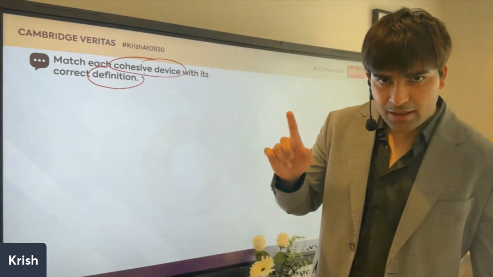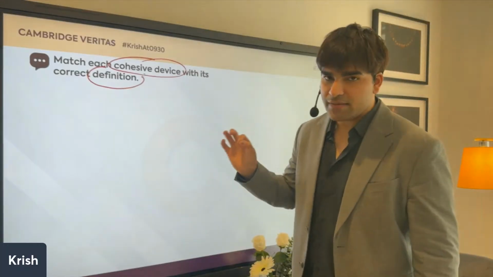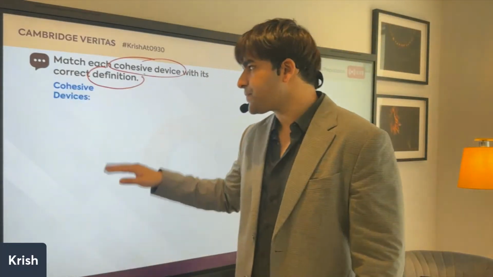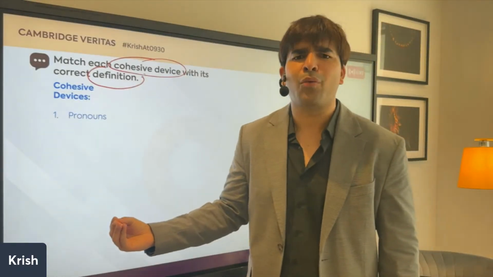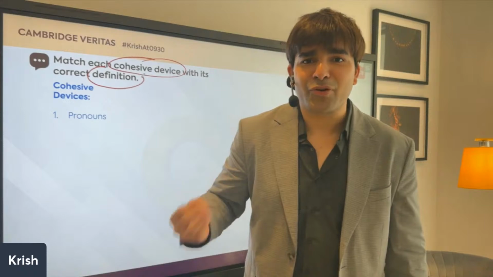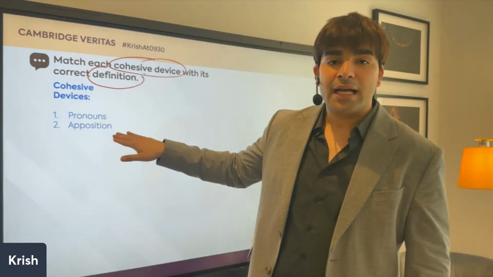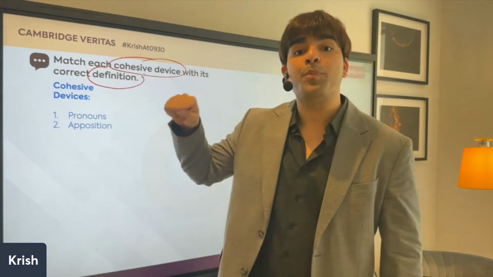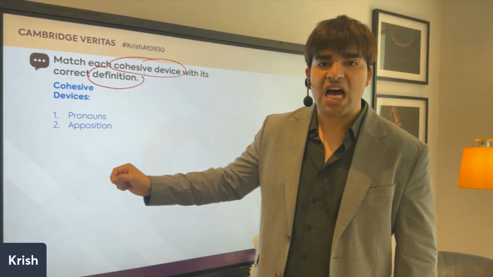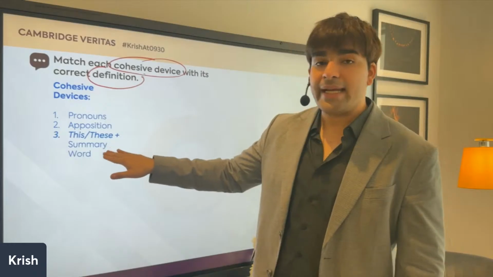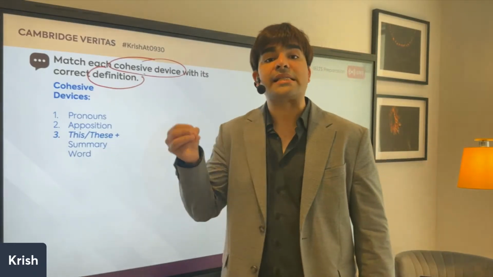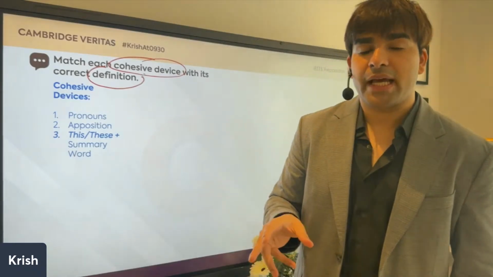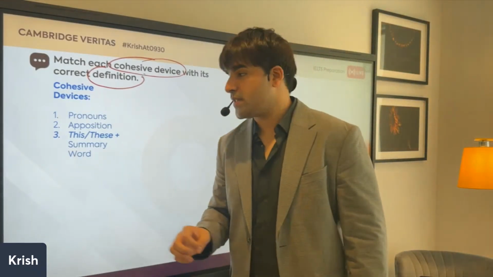So on the left-hand side of the screen, I will show you cohesive device types. It can be pronouns. You must be like, what? I never heard pronouns could be cohesive devices as well. It can be opposition. It can be words like this, there, that. We also call them summary words.